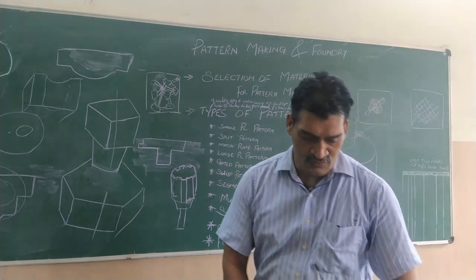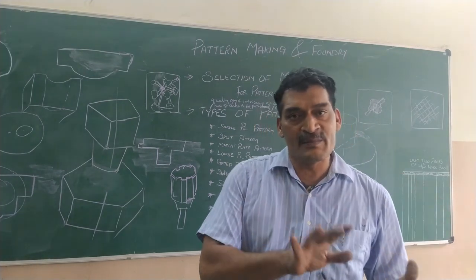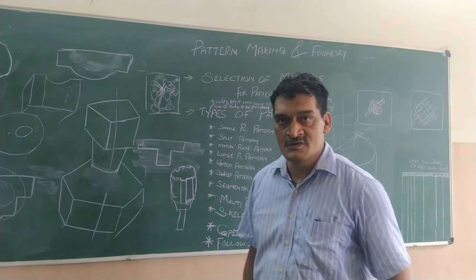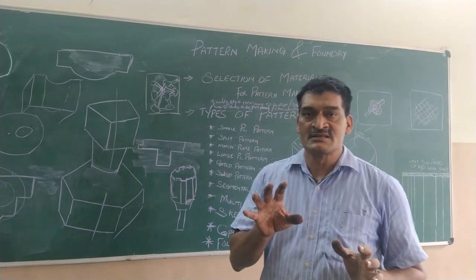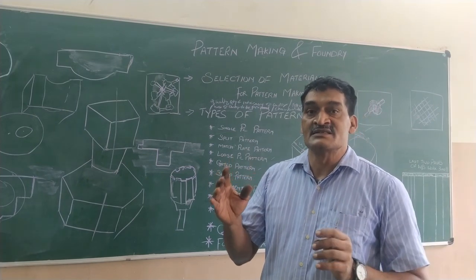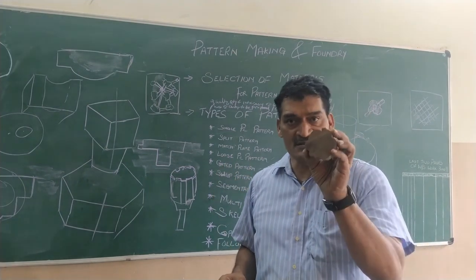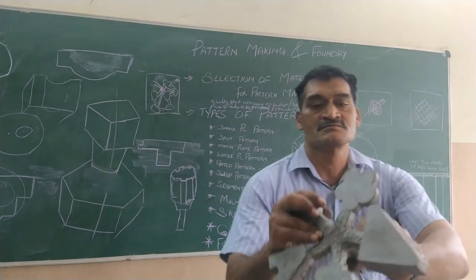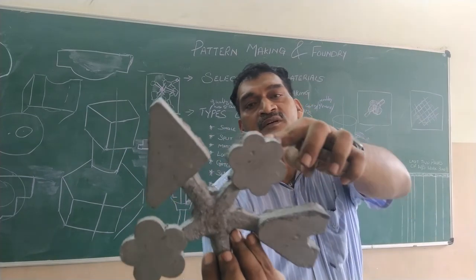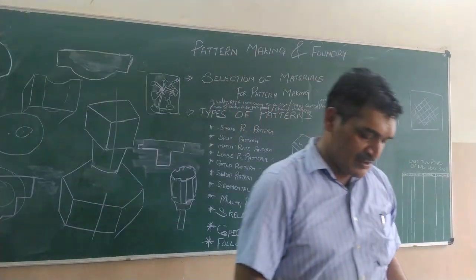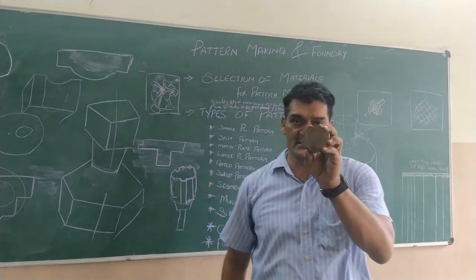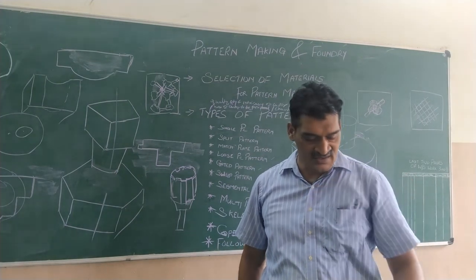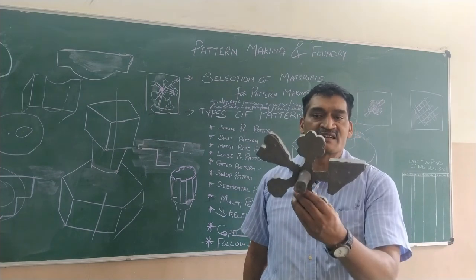Okay, so now the link between the pattern and the casting we have seen. So we have seen the difference between a pattern and a casting. So now, the pattern is the first material or the first tool that is used to prepare the mold. And this is the final casting.